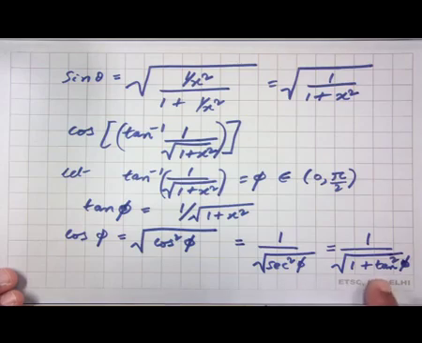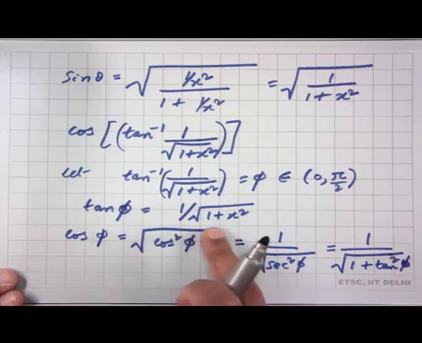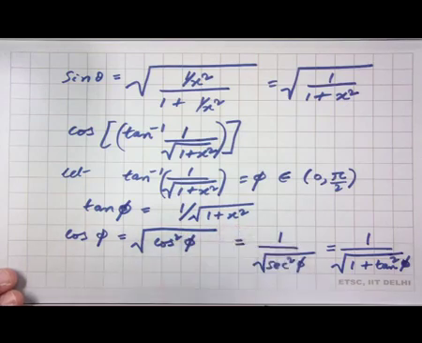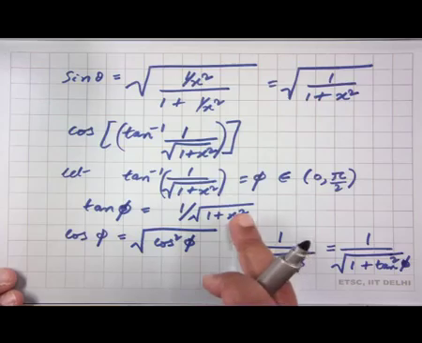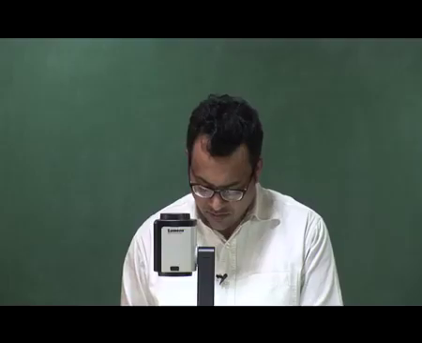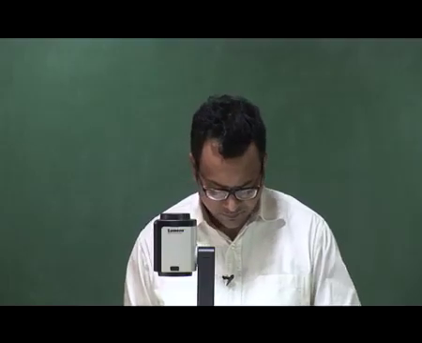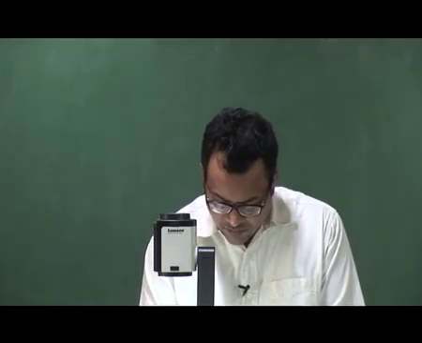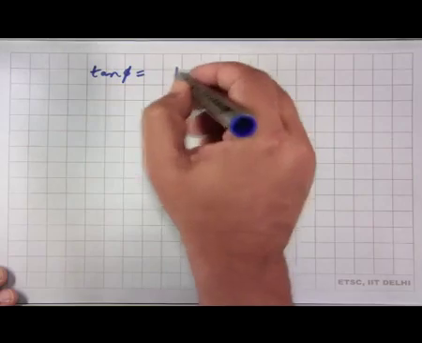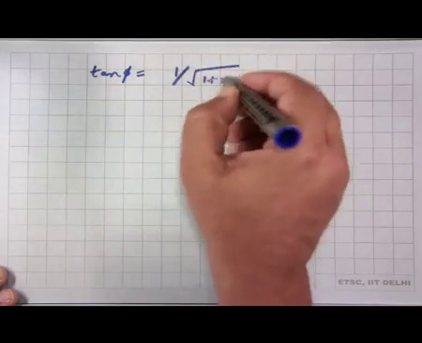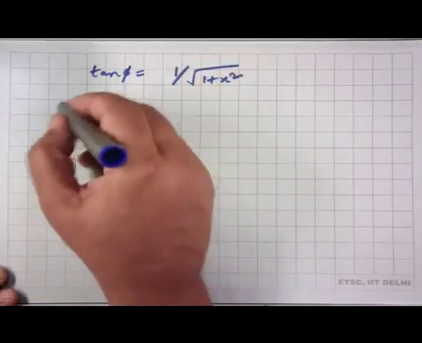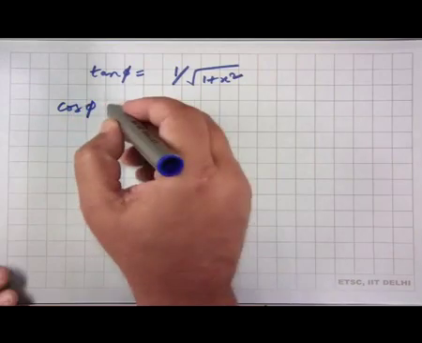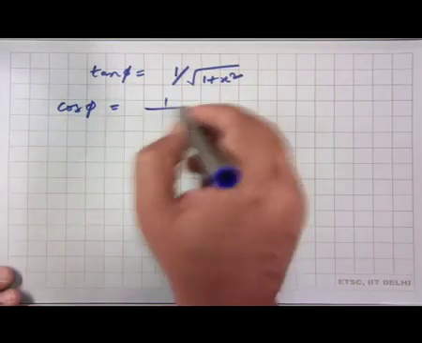And then of course, in this equation we substitute tan phi with 1 over square root of 1 plus x square, and when we do the substitution we finally get, so we do the substitution tan phi equal to 1 over square root of 1 plus x square, and then we get cos phi equal to 1 over square root.